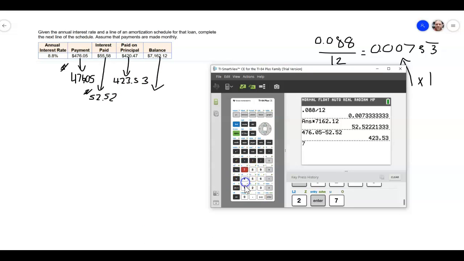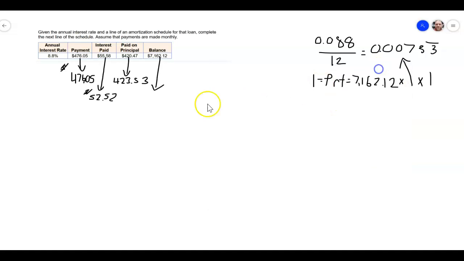So I do 7162.12 minus that 423.53, and I get 6738.59. And that's it. That's how you get the next line of an amortization schedule. All right, let's move on.